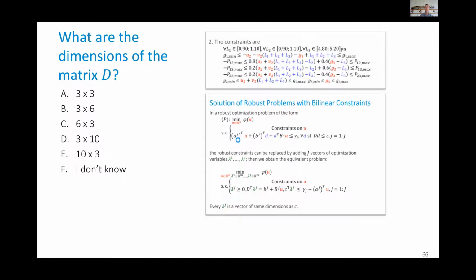If we cast that in this framework here, what are the dimensions of the matrix D?